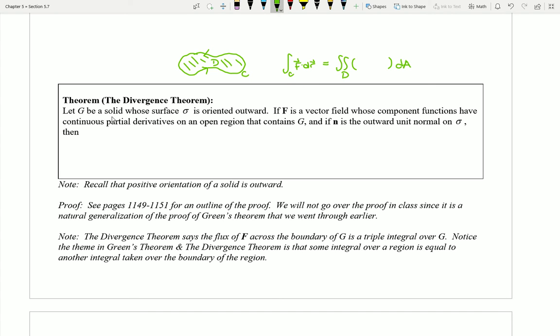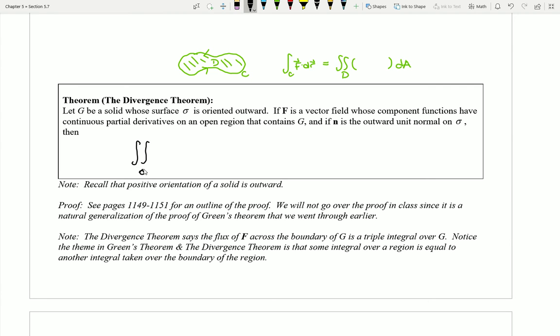Everything's just going to be brought up a level in terms of dimension. So how about we let G be a solid? G here is kind of like an upgraded version of D. It's not an area, but it's a solid. And the surface of that solid is sigma. So sigma is kind of like C. And let's say that this is oriented outward. So there's an orientation on that surface, just like here there was an orientation on the C. Well, if F is a vector field whose component functions have continuous partial derivatives on an open region that contains G, and if n is an outward unit normal on sigma, then I can state the following.